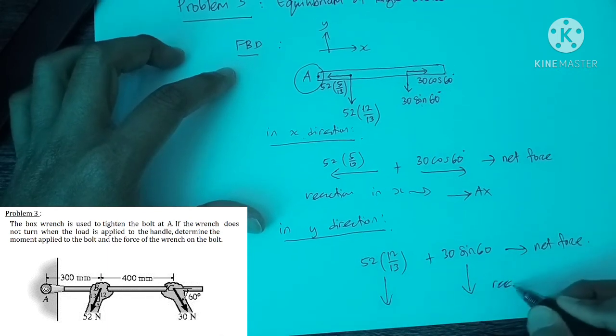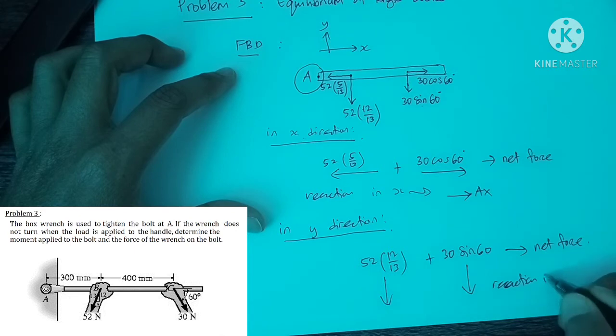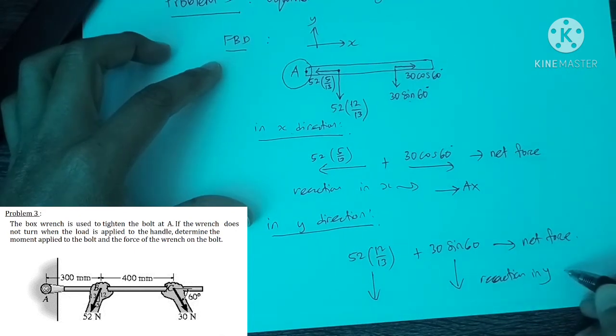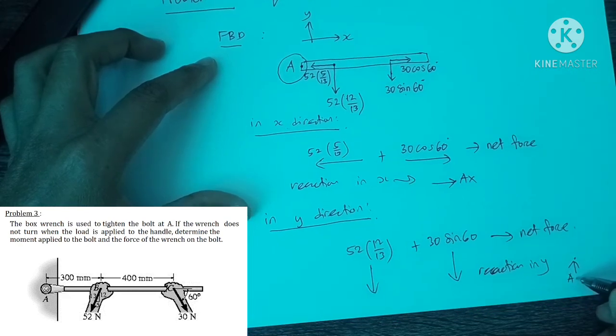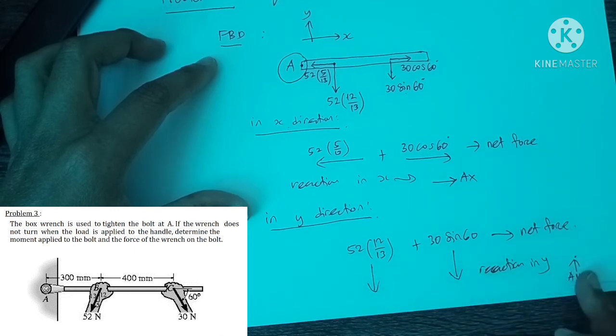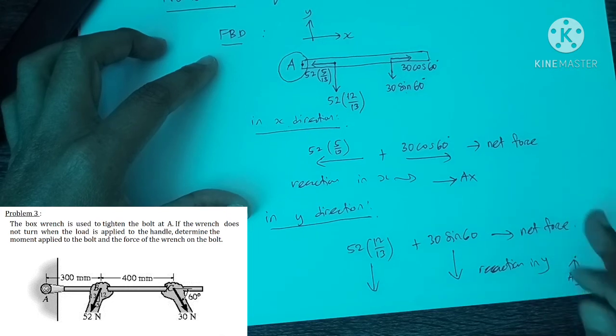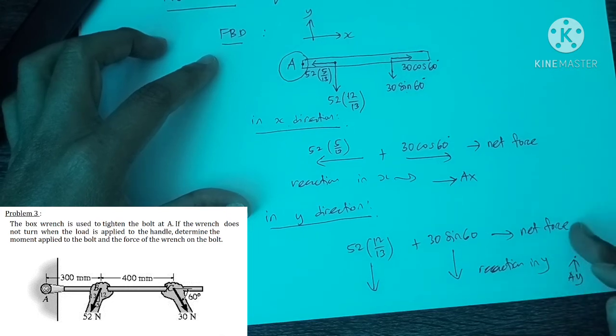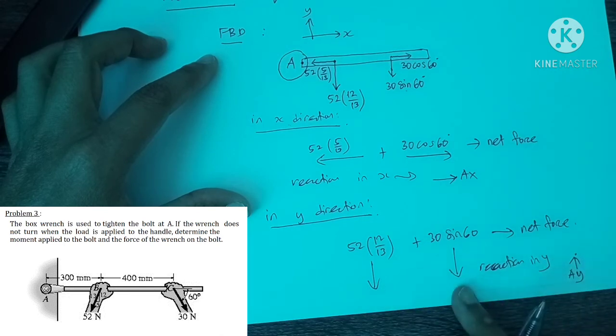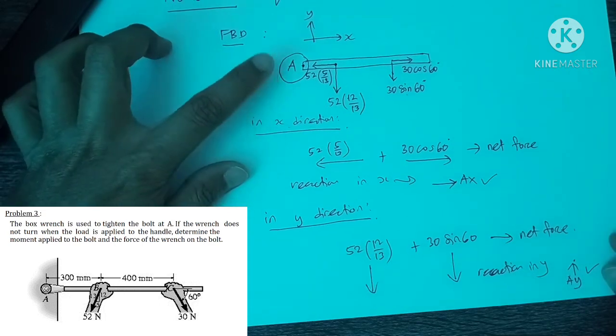So the reaction will occur in Y direction. We have AY. AY clearly can be seen to be directed against both of these action forces. So AY will react upward, in the positive Y axis, in order to achieve the equilibrium. So we have AX and AY at point A.